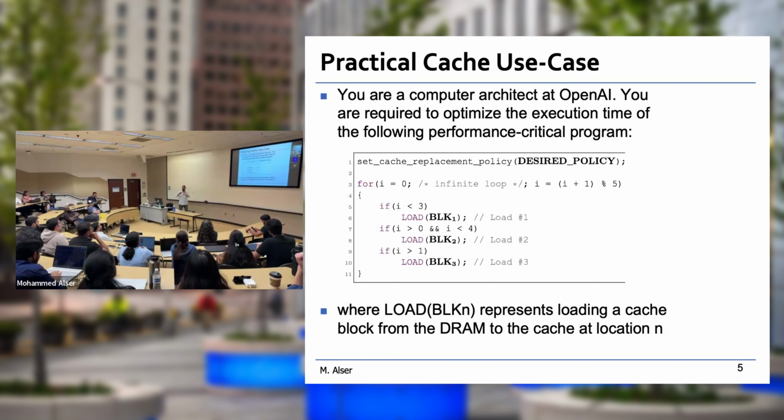Now we're still in the question. All of those are given to you. Now the question is, you are a computer architect at OpenAI. What is OpenAI? ChatGPT, right? All of you know it. You are required to optimize the execution time of the following performance critical program.